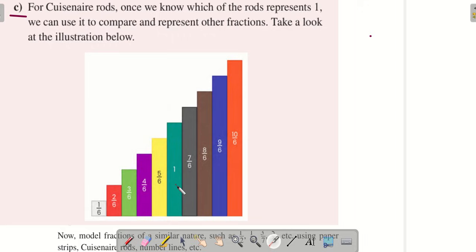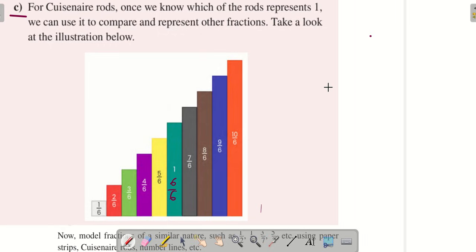Now, when we get to the sixth one, we are going to still add 1 out of 6 to it, and we will get 6 out of 6. But we know that 6 out of 6 is also 1, so that is correct. Then we keep adding 1 out of 6 to get 7 out of 6, 8 out of 6, 9 out of 6, then 10 out of 6. We can even continue by adding another 1 out of 6 to get 11 out of 6, and so on, and so on.